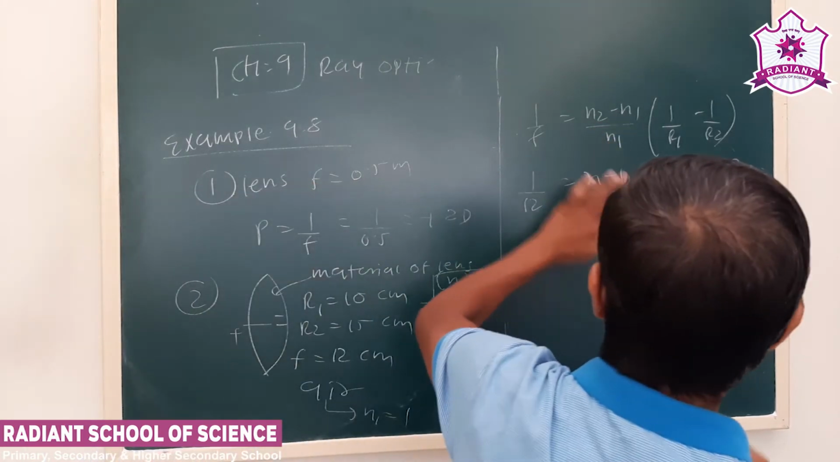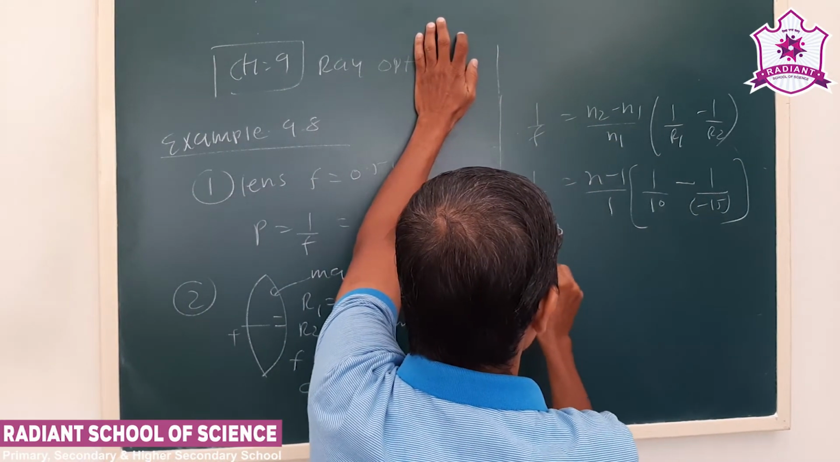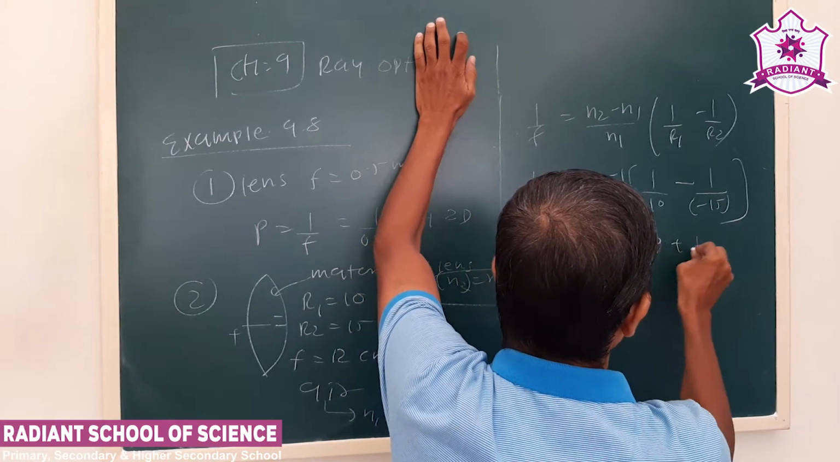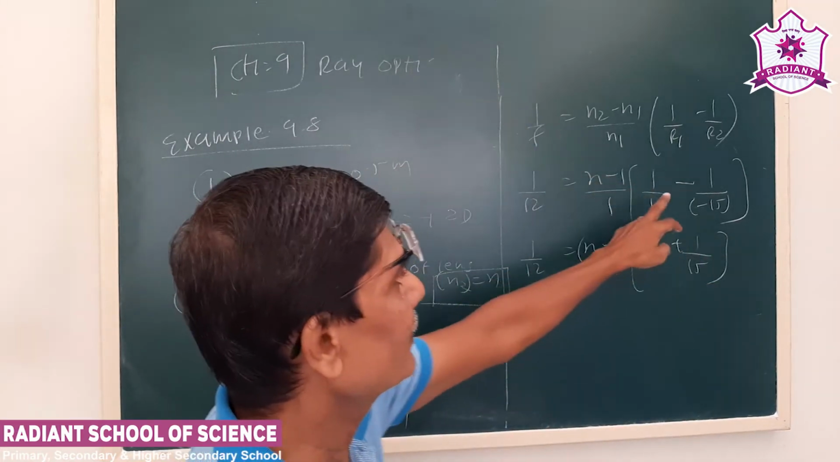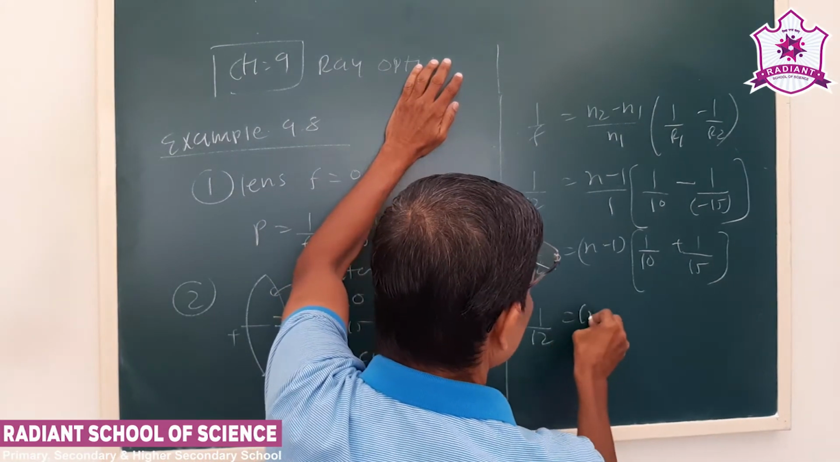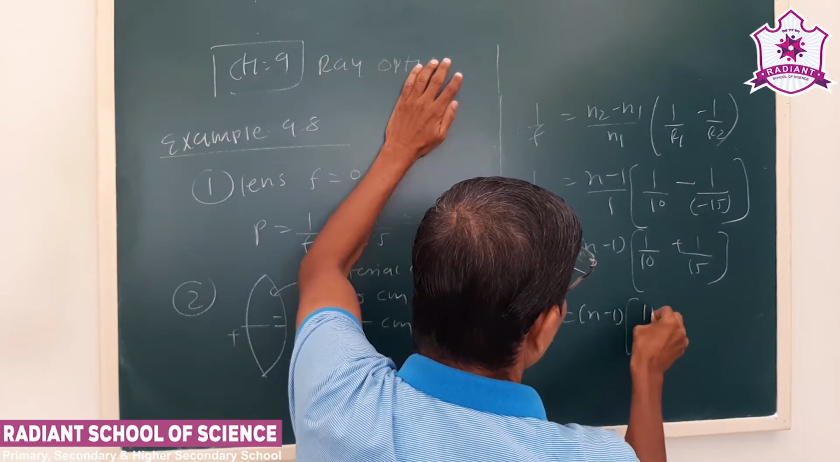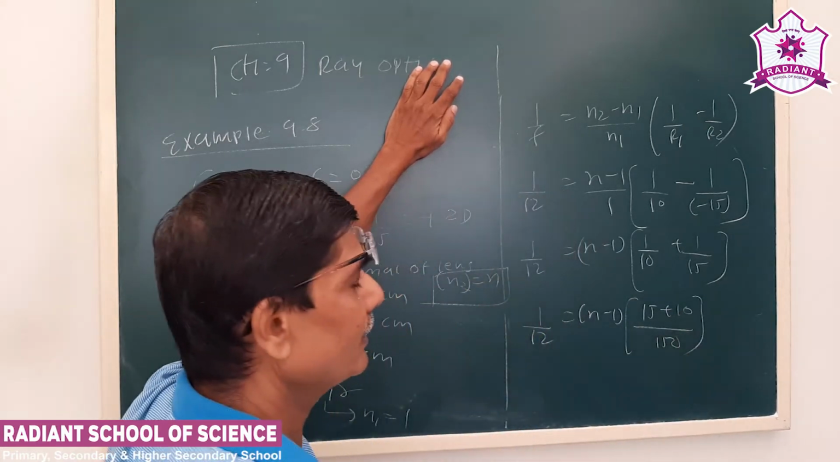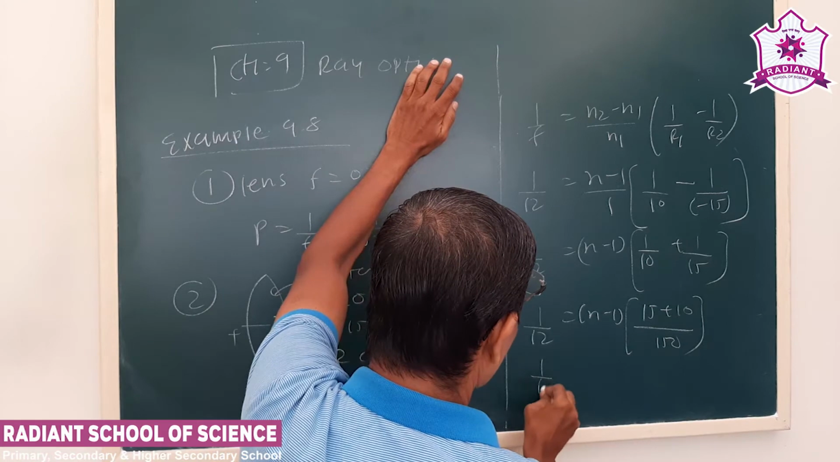Okay, now we try to solve. See, 1 by 12 is N minus 1, 1 upon 10 plus, okay, now minus has become plus. So 1 upon 12 is N minus 1. See, 15 plus 10 upon LCM is 150. Okay, cross multiply, sorry. 1 by 12.